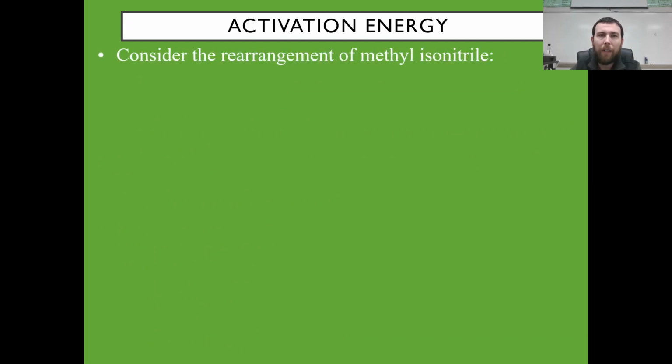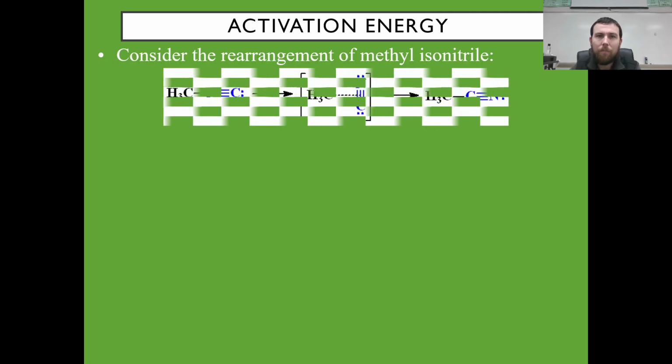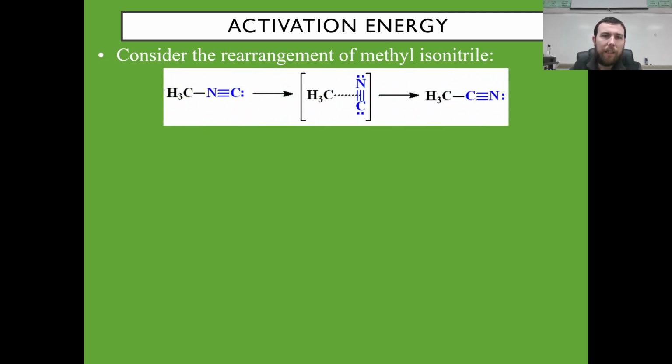All right, a little bit more on activation energy. We're actually going to plot out what's going on in a reaction energy profile with methyl isonitrile. So we look at this process: we've got CH3, currently attached to nitrogen, with a triple bond to a carbon, where the carbon and nitrogen are sharing their bond. Well, it's going to rearrange itself, eventually getting to where the carbon and carbon are bonded together and the nitrogen's on the outside with a lone pair.